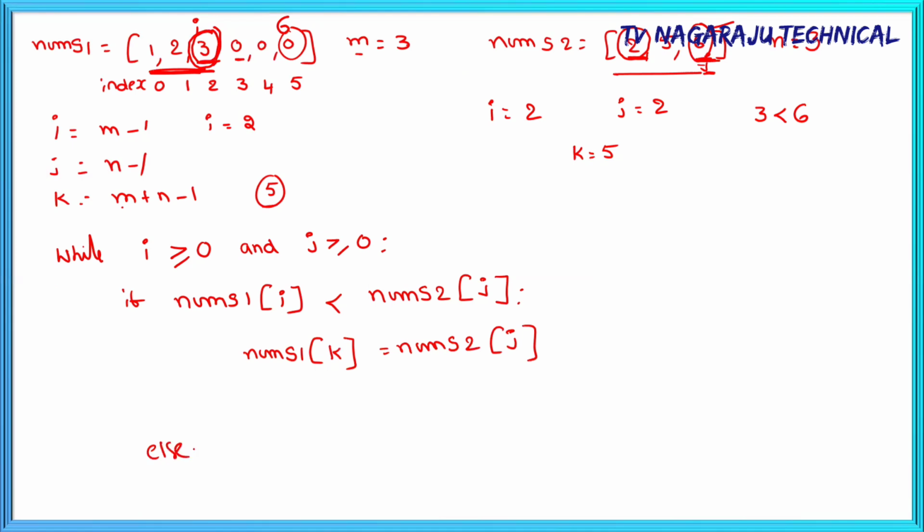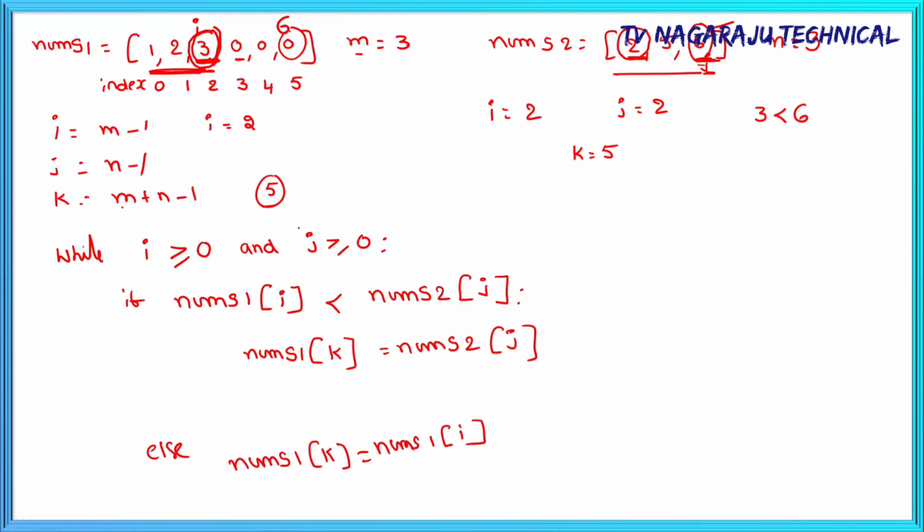Suppose this is greater, assume this is greater, then what are you doing? nums1 of k is equal to nums1 of i. You got my point? So compare the last two elements. Whichever is greater is moved. Suppose I am copying this one, you are decrementing the j value.